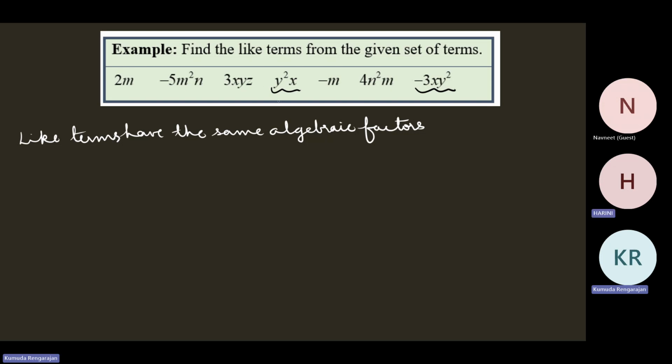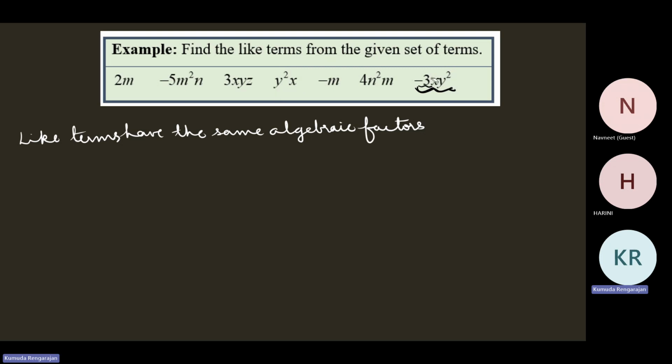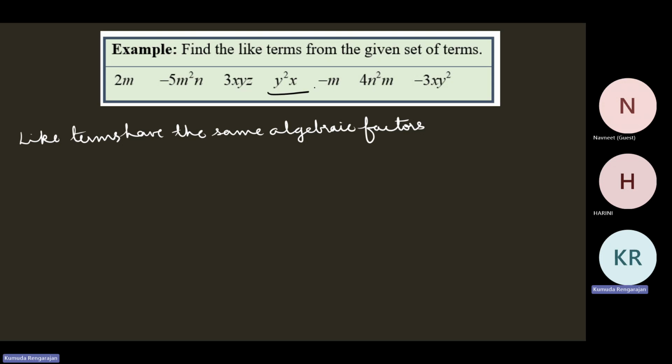So now I said like terms have the same algebraic factors. Now, when you look at this one and this one, don't see the numbers. There is y square here. There is y square here also, no? There is x here. There is x here also. Leave the number. We are not looking at the numerical factor, only the algebraic factors. So these two terms have the same algebraic factors. So the answer is this one and this one, they're like terms.